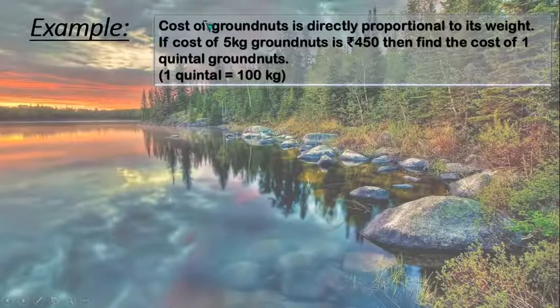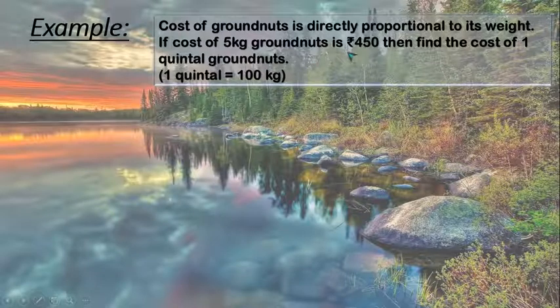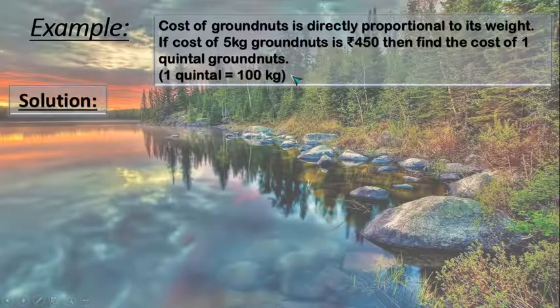Example, cost of groundnut is directly proportional to its weight. If cost of 5 kg groundnut is rupees 450, then find the cost of 1 quintal groundnut. 1 quintal is equals to 100 kg. Solution.